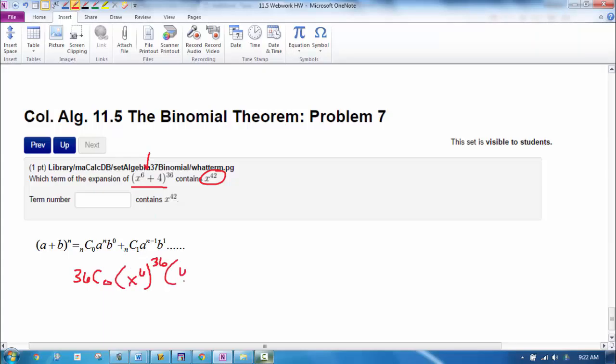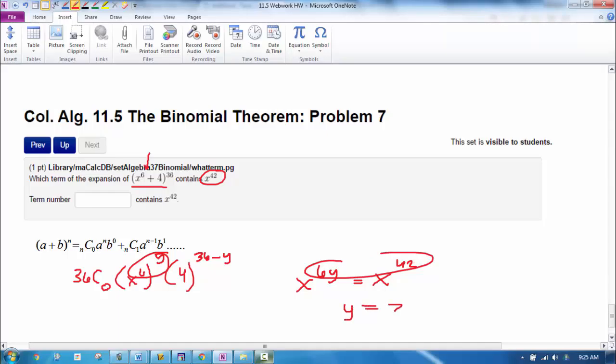Now if you keep going down, at some point we're going to have some number here, I'll call it y, and this would obviously be 36 minus y. And we want to know when this is going to be the 42nd. So we would have x to the 6th to the y have to equal x to the 42, right? Because this would have to be a 42. So 6y would have to be 42. In which case, divide both sides by 6, y would be 7. So that would mean that this would be a 7, in which case this would be 29. Now, if you follow the pattern, this would be a 29 as well.